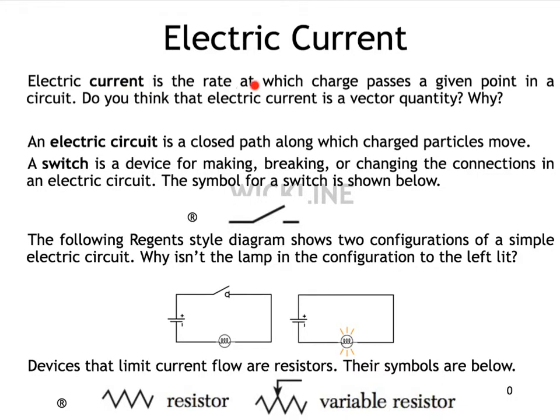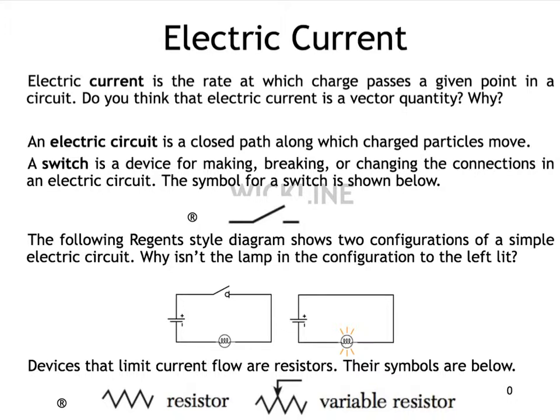Electric current is the rate at which charge passes a given point in a circuit. So do we think that electric current is a vector quantity, and why? So current does have a direction associated with it. Generally, currents will flow from areas of higher potential to lower potential. We'll get to that later in the lesson. But different books will disagree about whether current is scalar or vector. Our book says that it's scalar, but I've seen many books that say it's vector because currents do have direction.